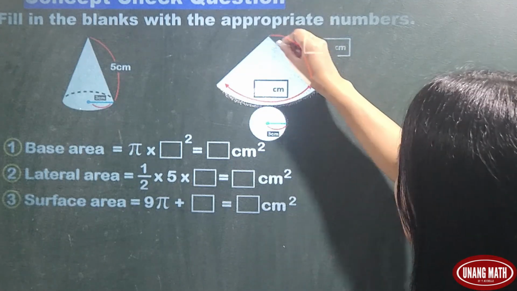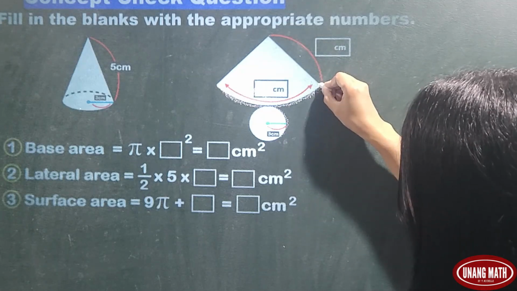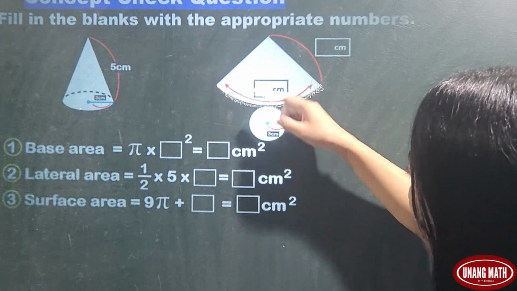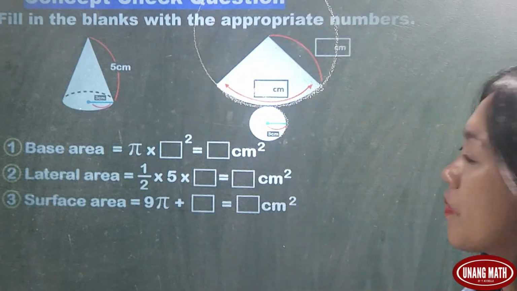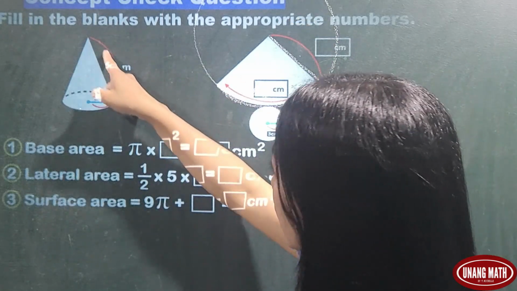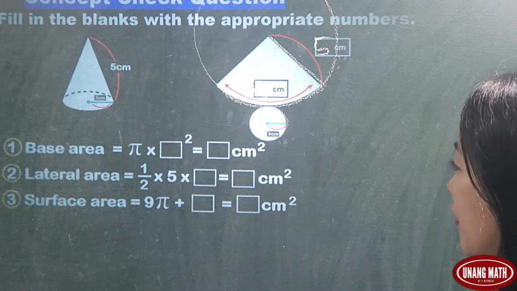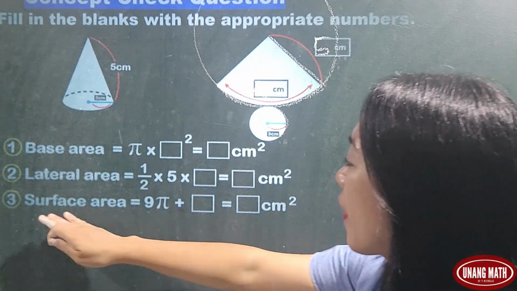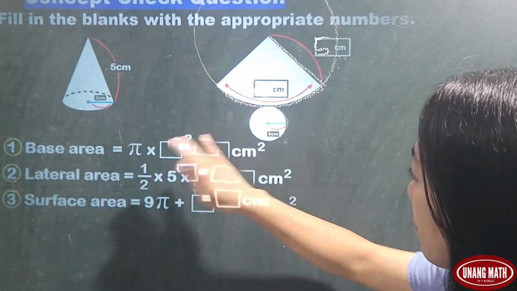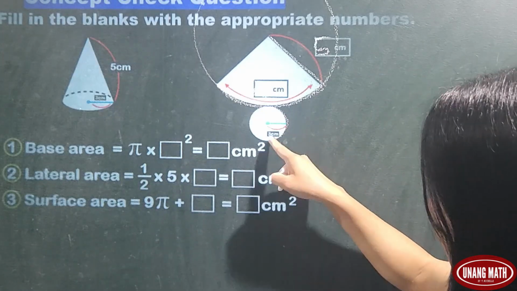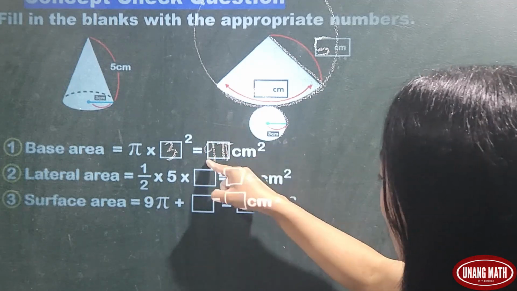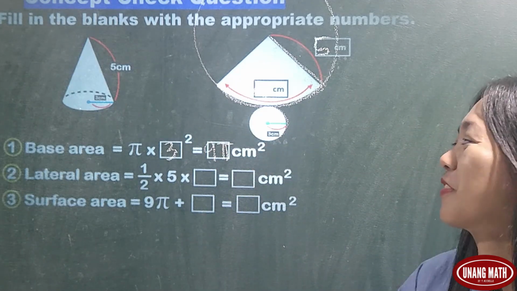What about this measure? This length is the radius of the circle. Take note, a sector is just part of a circle. So this is the radius of this circle, and this is equal to 5 centimeters. Now we are ready to find the surface area of this cone. First, get the area of the base. So pi times the radius, which is 3, squared. So this is equal to 9 pi square centimeters.